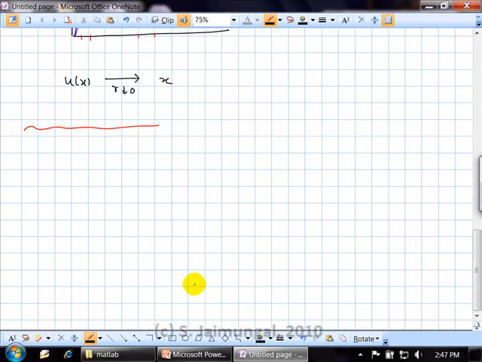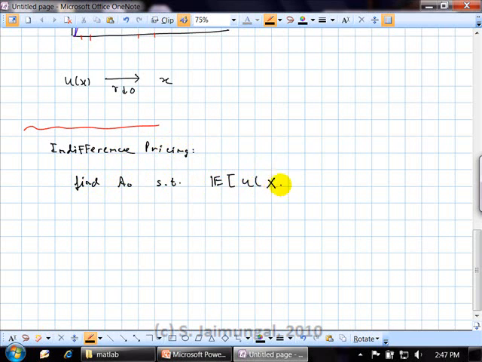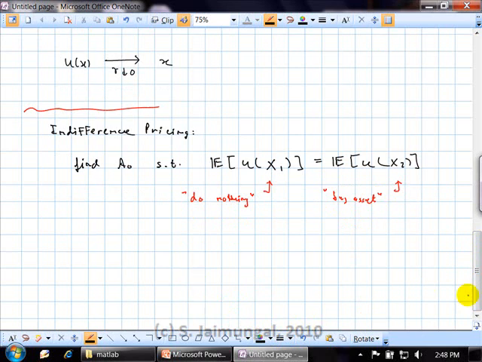So that procedure, what I just described, is called indifference pricing, or certainty equivalent price. So you're going to find A0 such that, I'm just going to write this mnemonically, and then we'll write it correctly in a second, the expected utility of game 1 is equal to the expected utility of game 2. In game 1, this is the do-nothing game. And this is the buy-the-asset game. Okay? And that will allow us to determine A0. So let's go ahead and see.